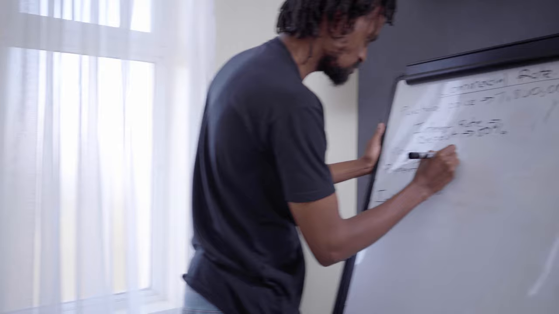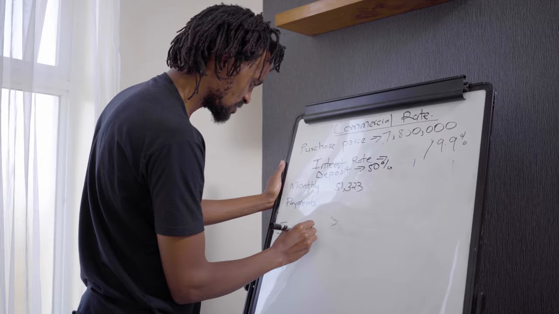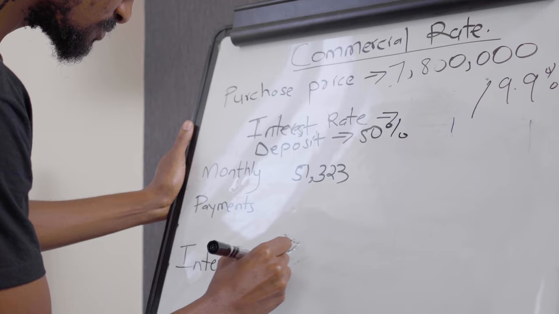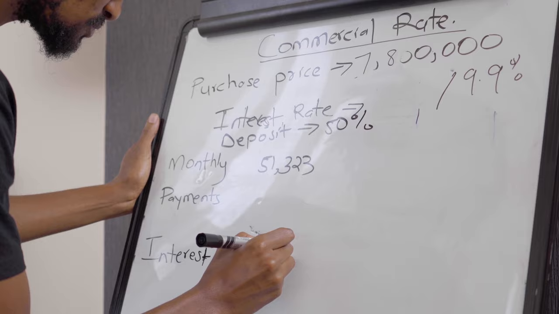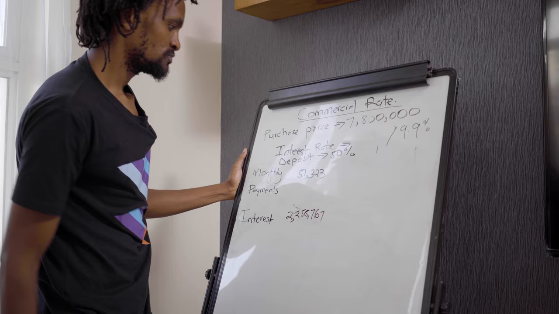So interest rate 9.9%, then deposit. Yeah, the deposit is 50%, which is 3.9 million. So the amount financed is 3.9, length 10 years. So monthly payment at our lipa is 51,323. And then the amount of money that goes into interest is 2,258,767. So what do you think of this, Njao?